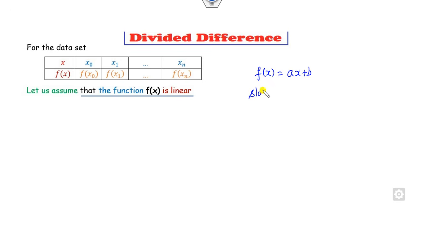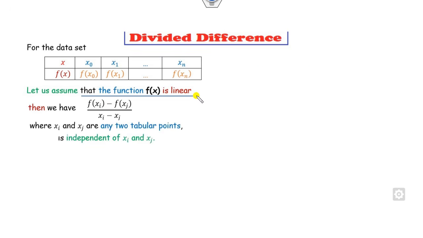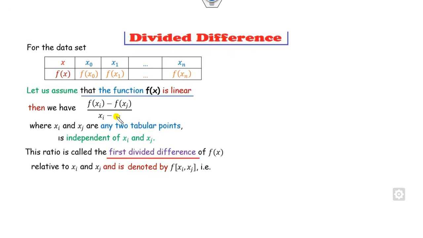Then what will be my slope? The slope is a, and a is always a constant. If you have a linear function, you may also consider a quadratic or cubic function, which we will see in the next slide. If I consider the function as linear, then this is nothing but the rate of change, which is always independent of the xi's. This function I call the first divided difference.